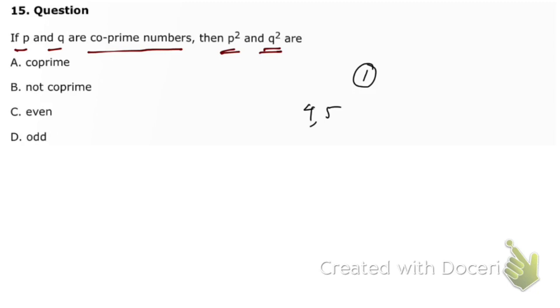In that case, if you take 4 to the power 2 and 5 to the power 2, or 4 to the power 3 and 5 to the power 3, it doesn't matter what the powers of 4 and 5 are.